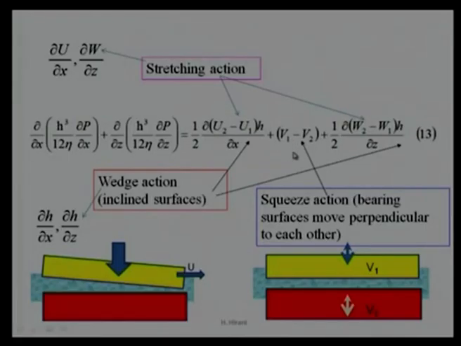And as I mentioned, because of the velocity, the film thickness is changing. So, many times we write V1 minus V2 as dh by dt, where t is time and h is film thickness. So, the derivative of h with respect to time brings in the film thickness variation with time, and that is the same thing which is given over here.